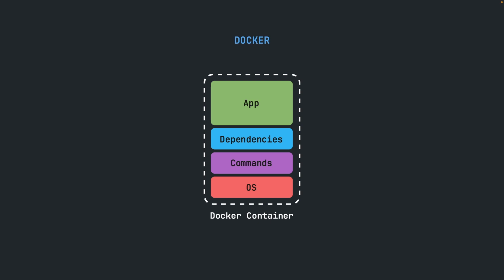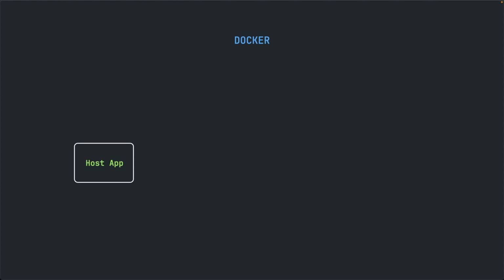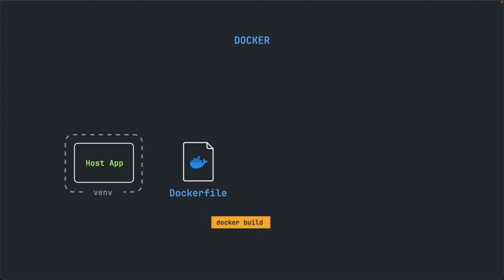Now let's take a look at what a workflow to create a Dockerized application looks like. So we have our main application, which is also called the host app. This application typically runs inside a virtual environment to manage its dependencies. As a first step, we create a Dockerfile, which includes all the configurations and instructions needed to build a Dockerized application. When we run the docker build command, Docker creates a Docker image using the Dockerfile. This image is a blueprint that defines how the app works, including the application code, operating system, dependencies, and configurations.